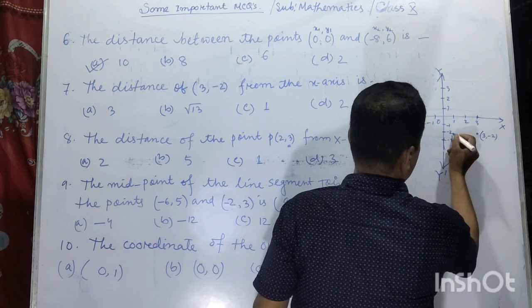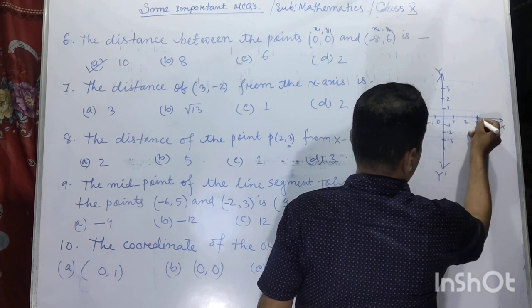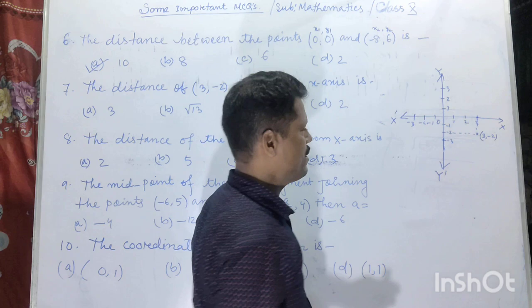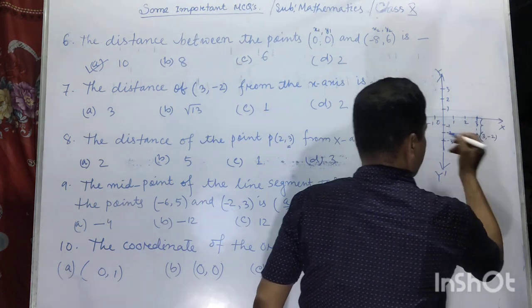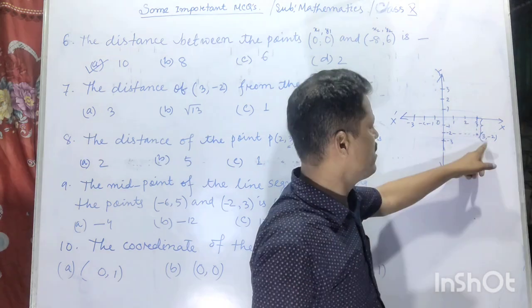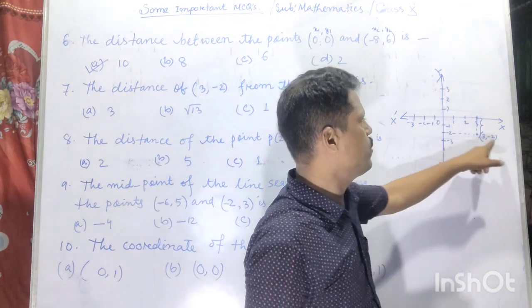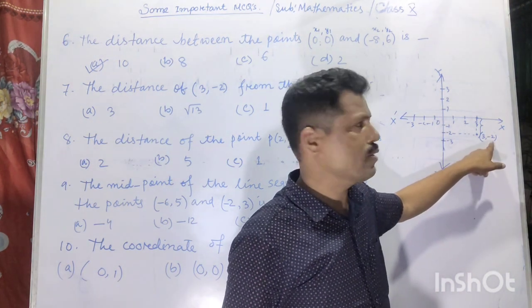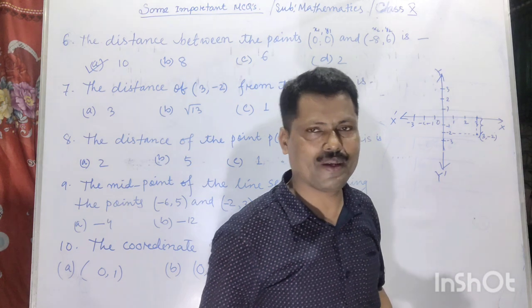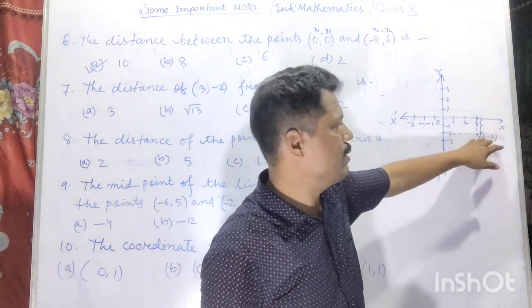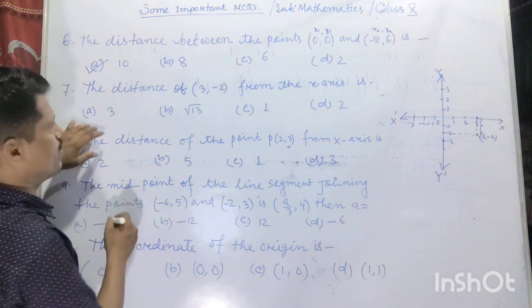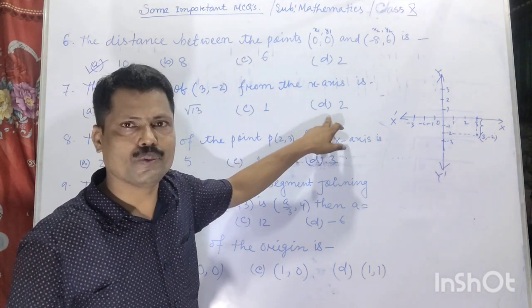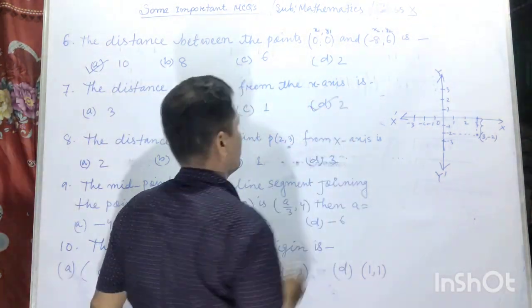So if we draw it like this, then we find the distance from the x-axis. The distance from the x-axis is 2, that is the y coordinate. The y coordinate is minus 2, but in case of distance we have to write positive. So the distance will be 2. Option D has 2, so option D is correct.